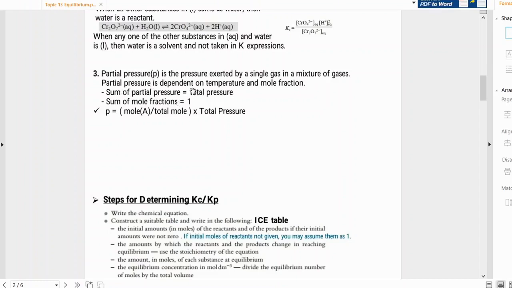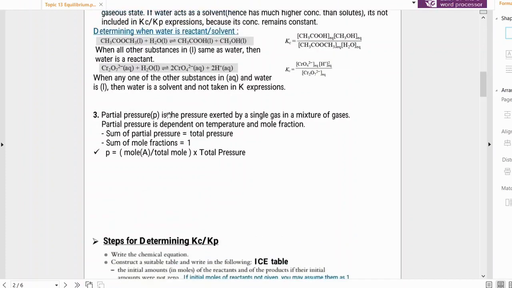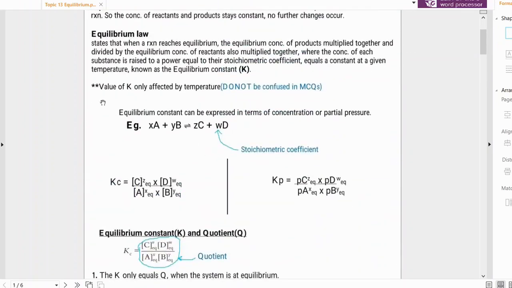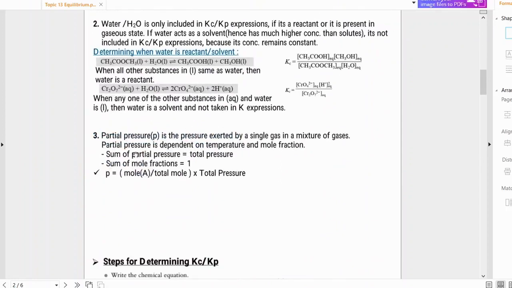So partial pressure is dependent on temperature and mole fraction, because increasing the temperature increases the partial pressure. You know that. That is physics stuff. Increasing temperature increases their kinetic energy, more collisions, more force exerted on walls or on each other. Therefore, pressure increases. So don't get this confused. Equilibrium constant K only depends on temperature. But this is partial pressure. It is dependent on temperature and mole fraction as well as volume.